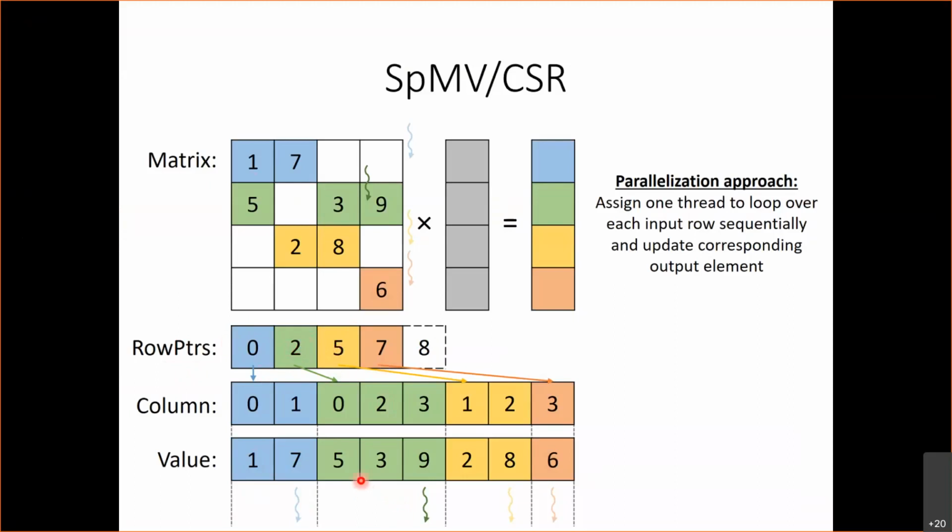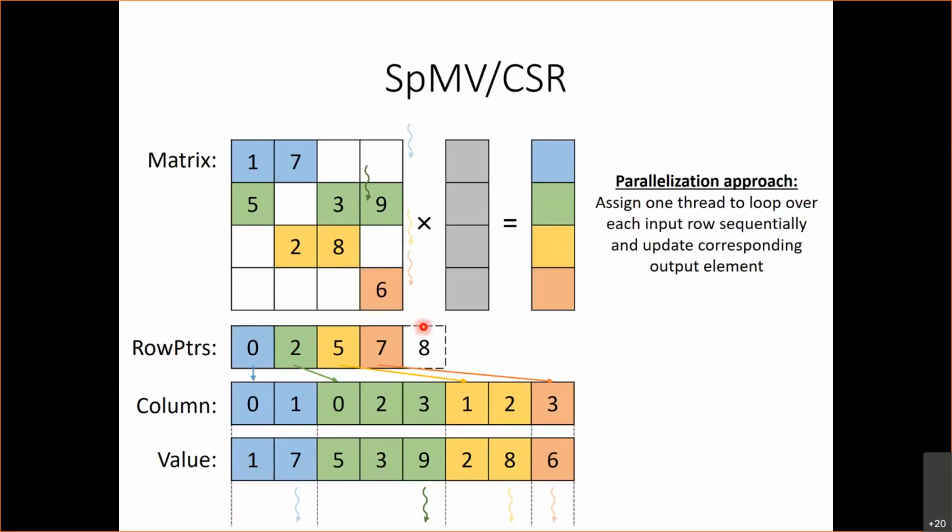And that is why the CSR representation makes it easy to parallelize across rows or across output elements, but it doesn't make it easy to parallelize across non-zeros. Because given a row, we can go and find the non-zeros for that row, but given a non-zero, it's hard for us to go and find the corresponding row. We have to do a search. So this is one of the trade-offs of the CSR format.